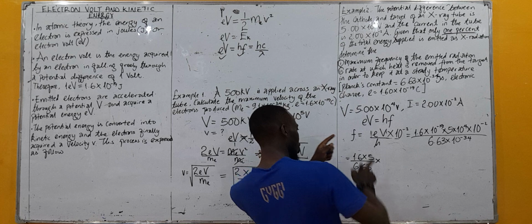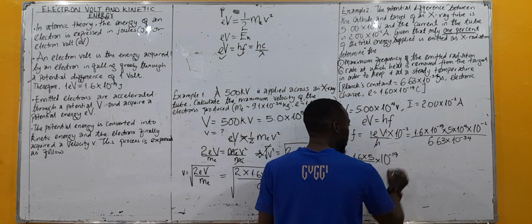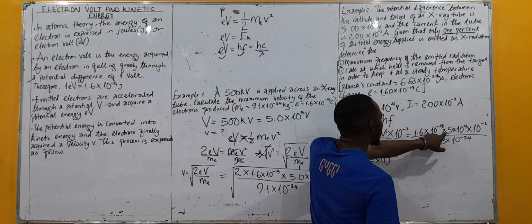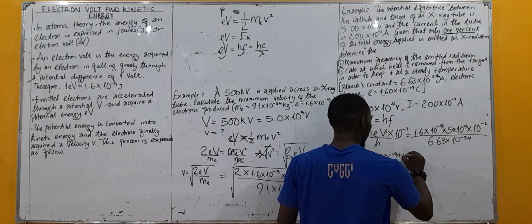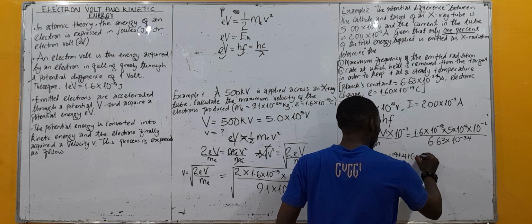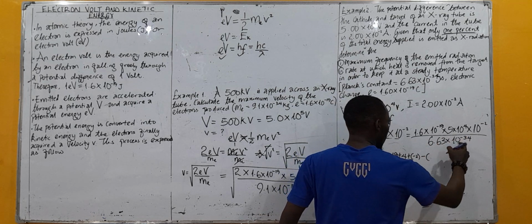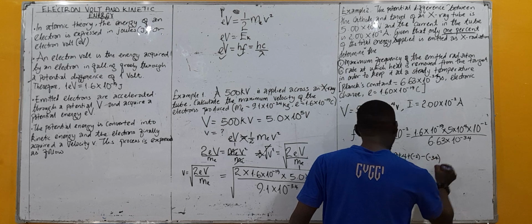Now let's focus on the 10. 10 to the power of minus 19. Multiplication means what? Addition. That's correct. Plus 4. Multiplication means what? Addition. That's correct. Minus 2. Division means what? Subtraction. And then we have minus 34.